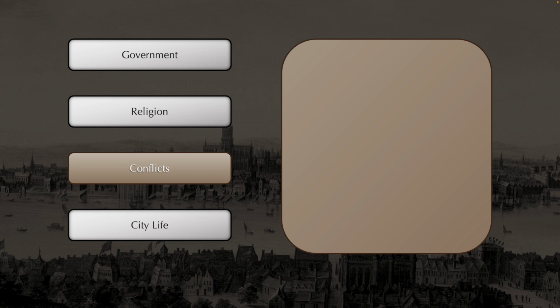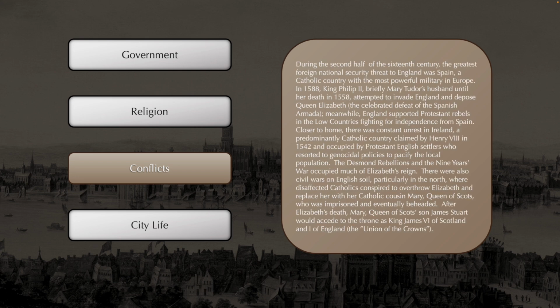So talking then about some of these conflicts, during the second half of the 16th century, the greatest foreign national security threat to England was Spain, a Catholic country with the most powerful military in Europe, particularly their navy, the famous Spanish Armada. In 1588, King Philip II of Spain, who had briefly been married to Mary Tudor, Queen Mary, until her death in 1558, attempted to invade England and depose the Protestant Queen Elizabeth.